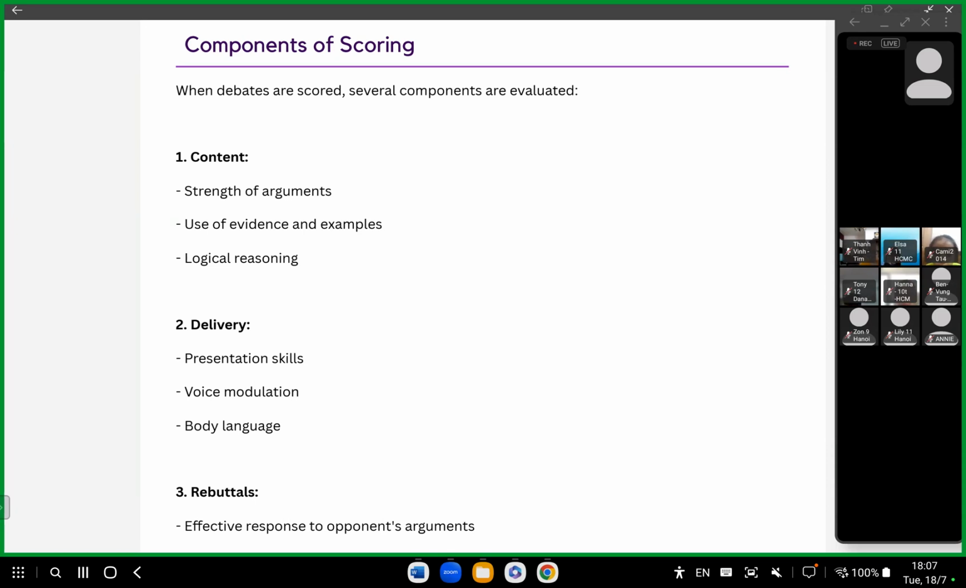They also look for use of evidence and examples. So it's not enough just to state your point of view in a debate. You need to be able to produce evidence and examples to be able to back your point up and make your argument stronger. And finally, the judges look for logical reasoning. So that basically means, does your argument make sense? And are you able to prove it in a way that makes sense to everybody?